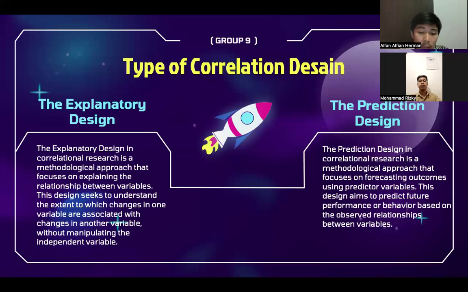One key aspect of the prediction design is the identification of predictor variables that are hypothesized to influence the criterion variable. Researchers must carefully select predictor variables based on theoretical frameworks, previous research findings, or empirical evidence.